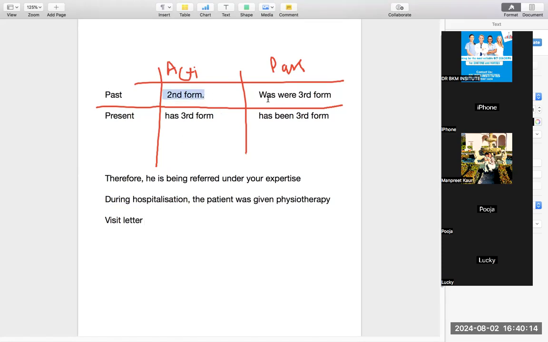Active second form, passive was/were third. This is the most important tense. Now let me complete the paragraph.